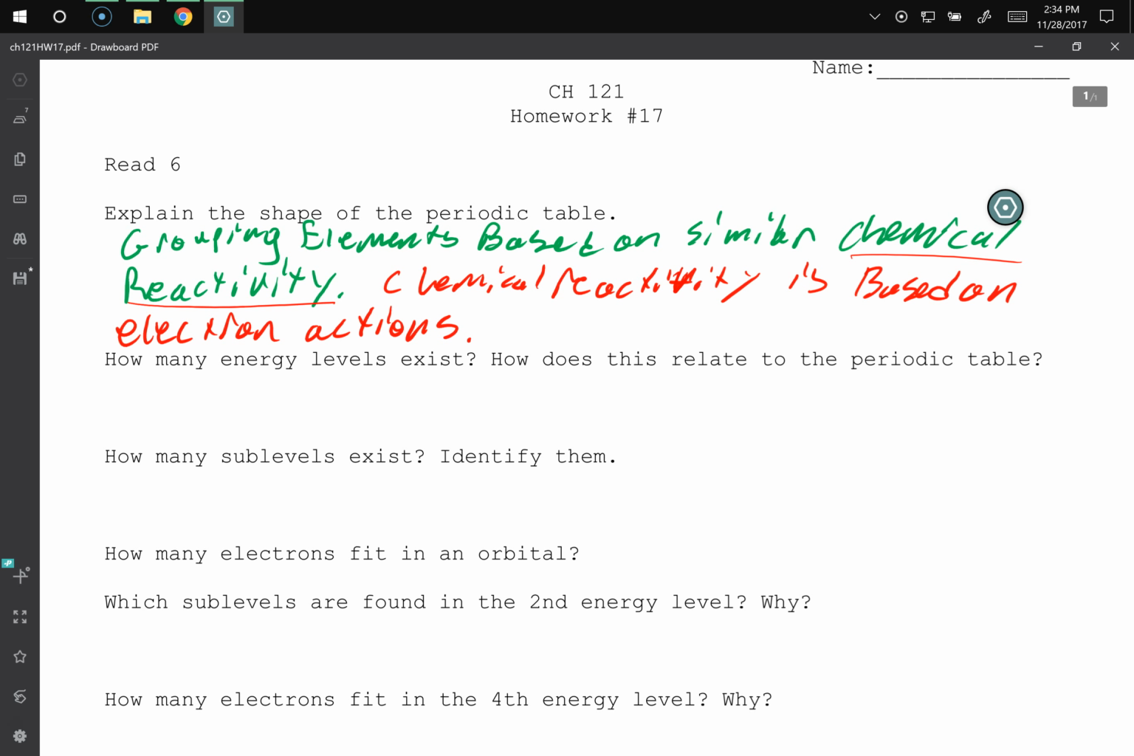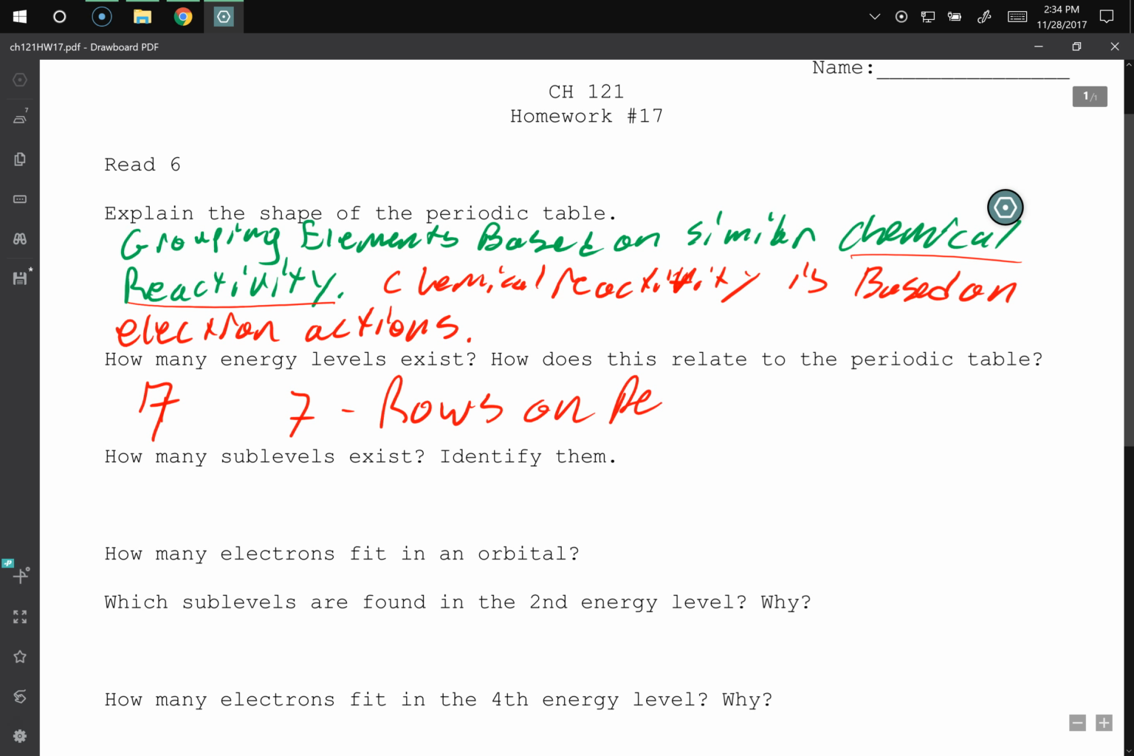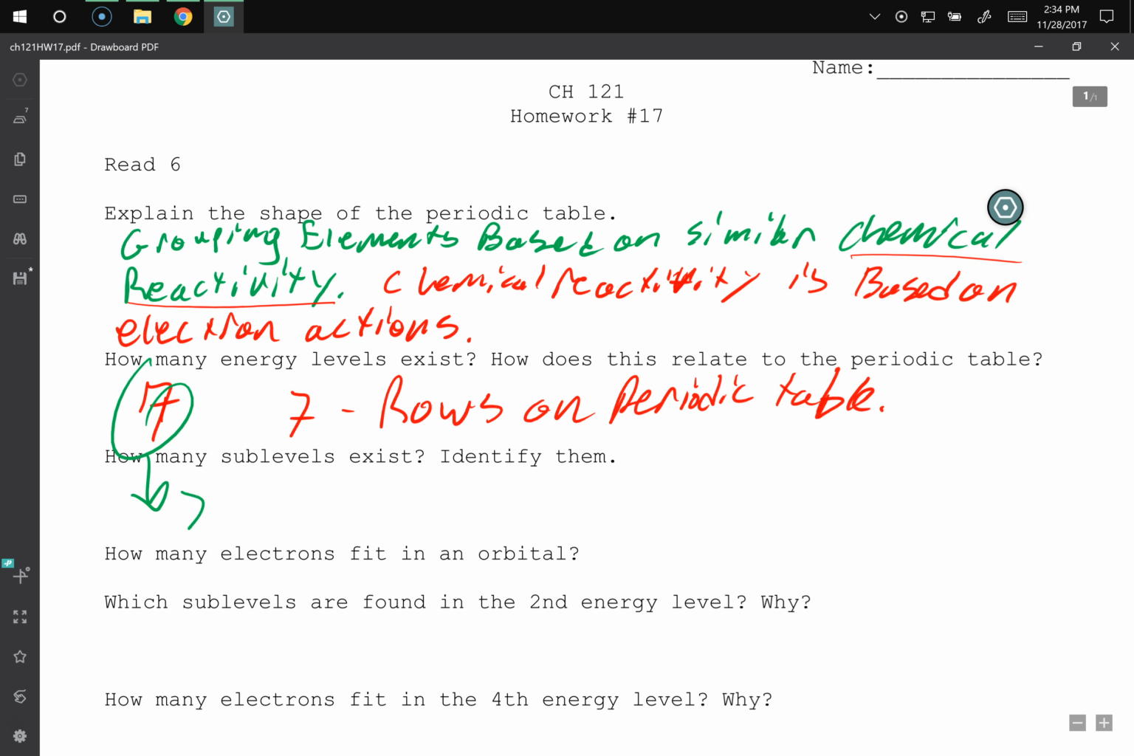How many energy levels exist, and how does that relate to the table? 7, and there are 7 rows. Okay, and the sublevels? Yeah, there are also 7 sublevels. You need 7 sublevels because the 7th energy level has 7 sublevels in it. So those 7 sublevels are s, p, d. What else we got?